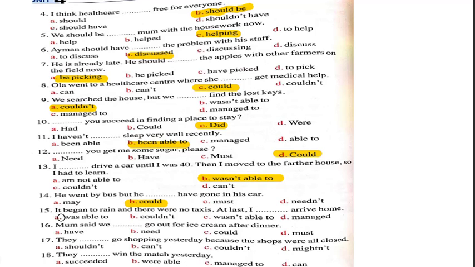15. It began to rain and there were no taxis. At last I managed to arrive home. I was able to, I couldn't, I wasn't able to, I managed. Yes, I managed to arrive home.